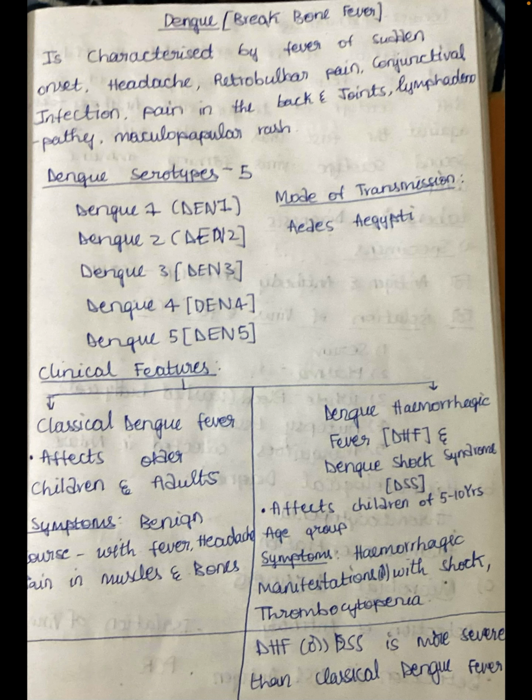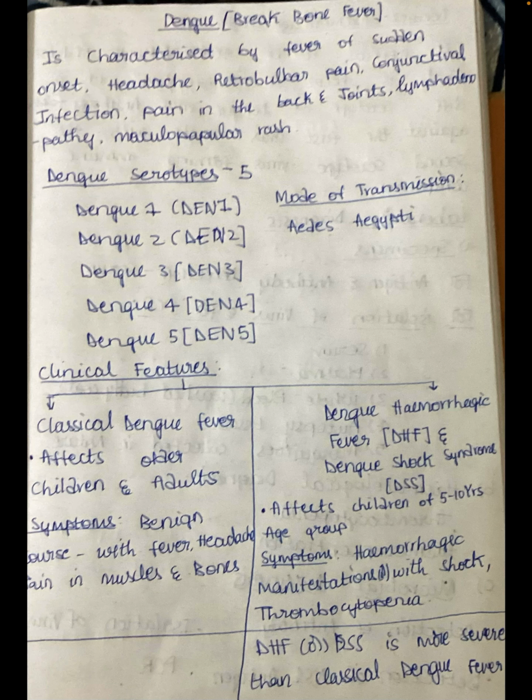So far, 5 serotypes of dengue has been discovered. Mode of transmission is through Aedes aegypti mosquito. Clinically, we can see two types of dengue: classical dengue fever, and dengue hemorrhagic fever and dengue shock syndrome.